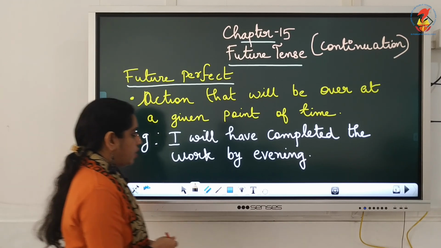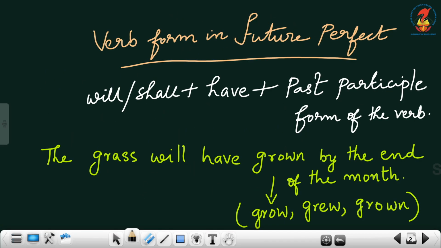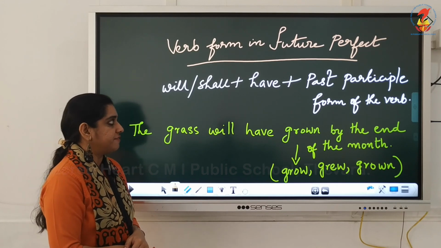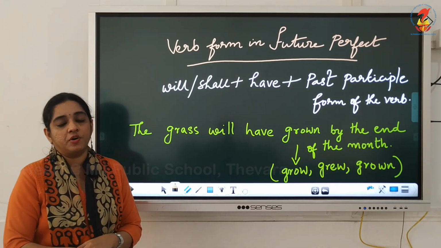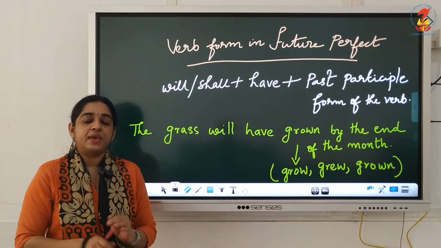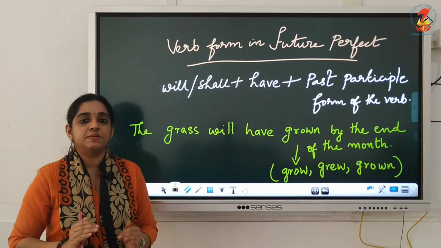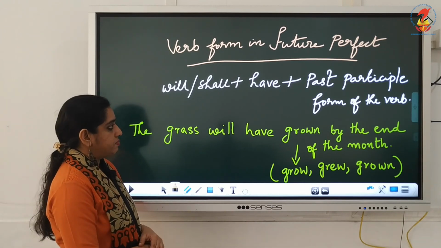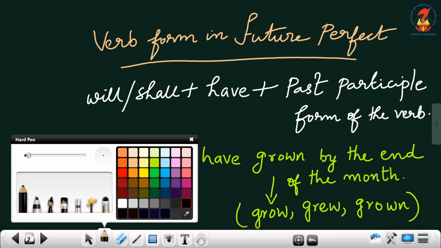Now let us see the verb form. The verb form of future perfect tense is will or shall plus have plus past participle form of the verb. I hope you all remember what is past participle form of the verb. Verb can be used in present tense, past tense and past participle. Okay. See the example, the grass will have grown by the end of the month.